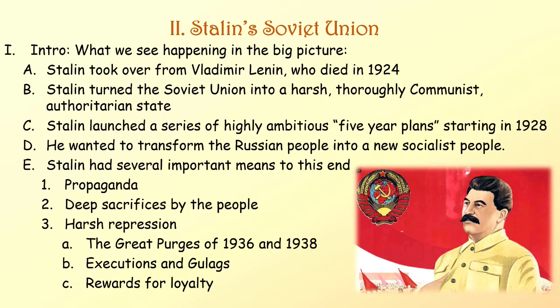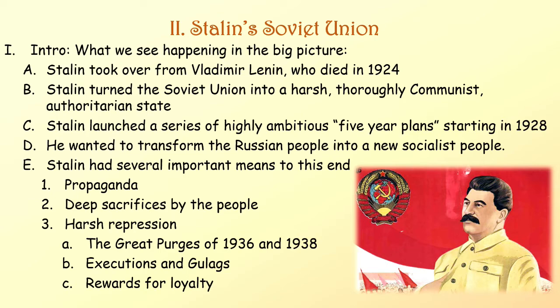Intro. What we see happening in the big picture. Stalin took over from Vladimir Lenin, who died in 1924. Stalin turned the Soviet Union into a harsh, thoroughly communist authoritarian state. And Stalin launched a series of highly ambitious 5-year plans starting in 1928. He wanted to transform the Russian people into a new socialist people.